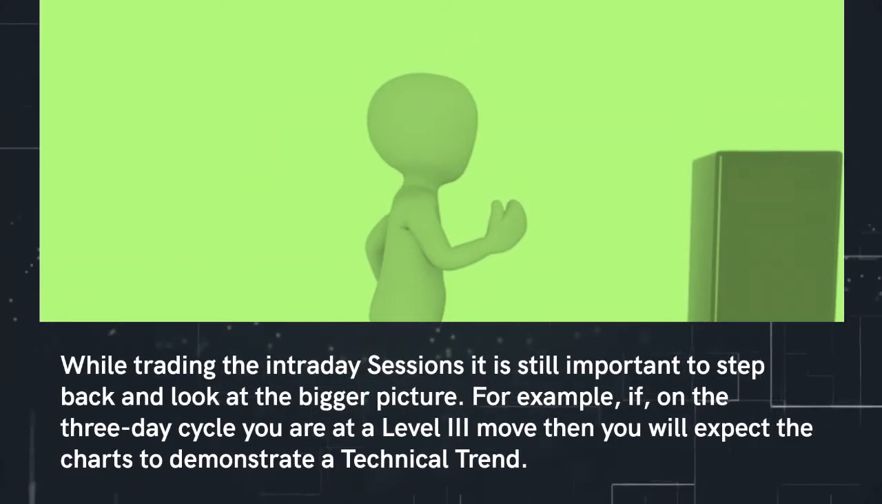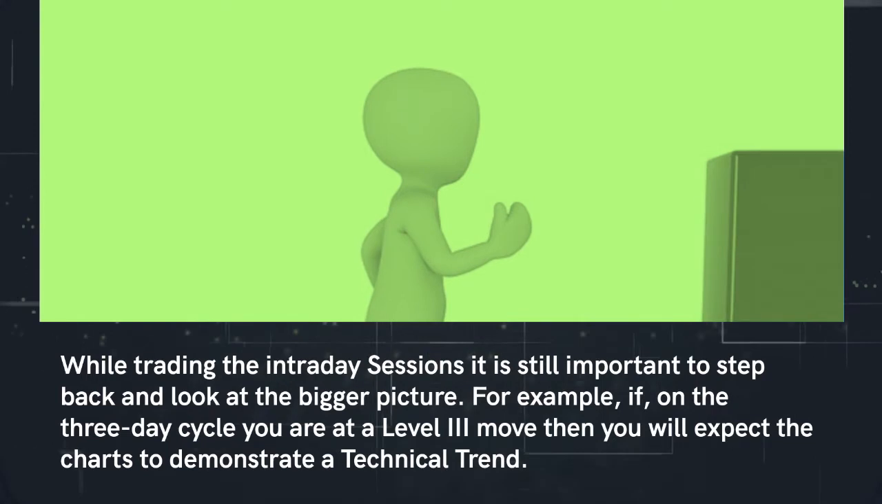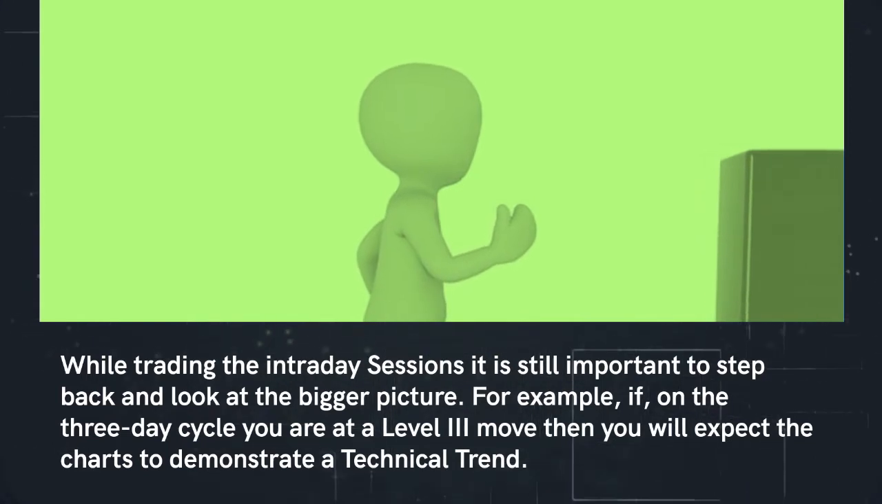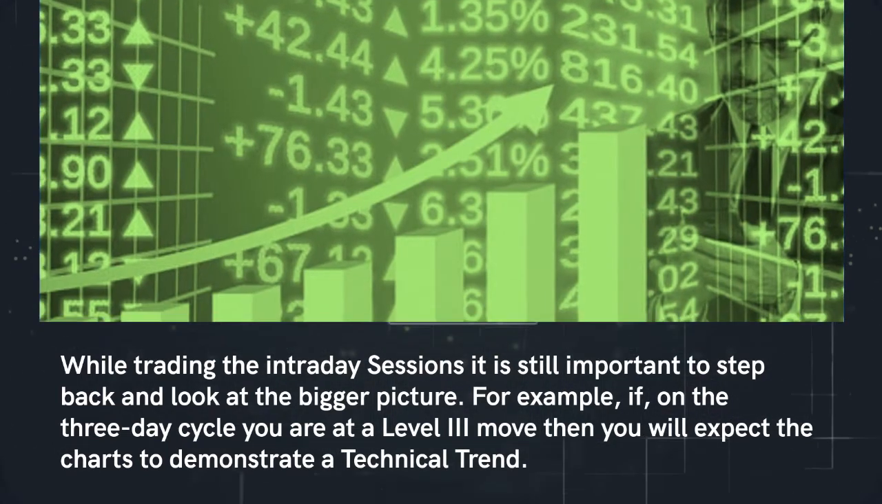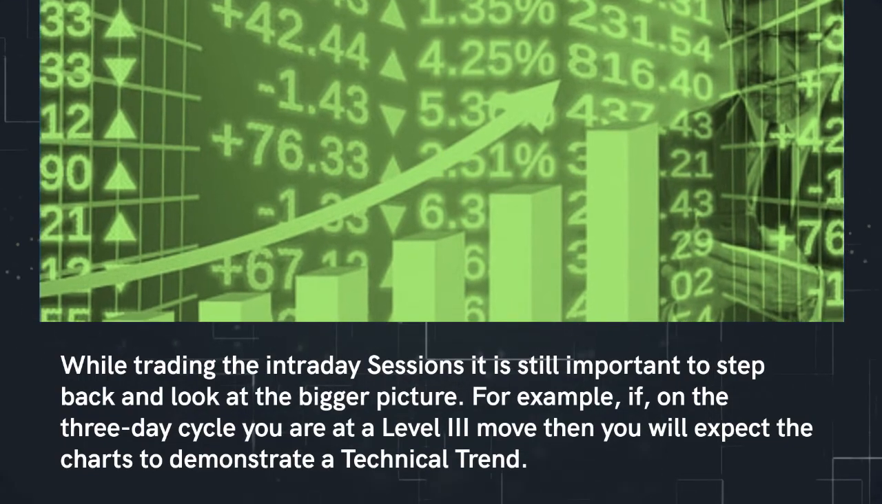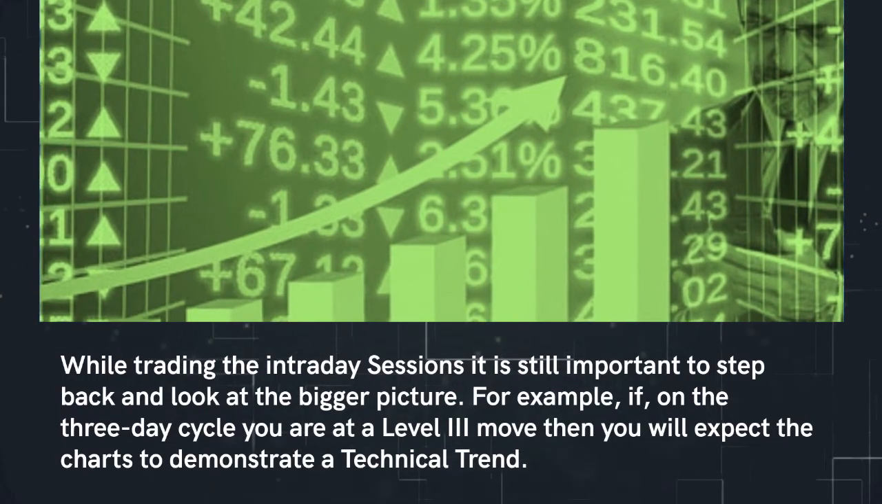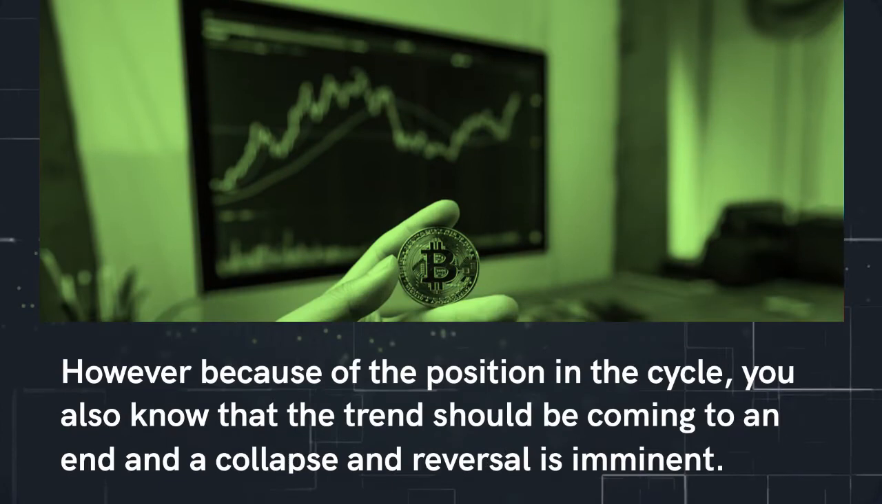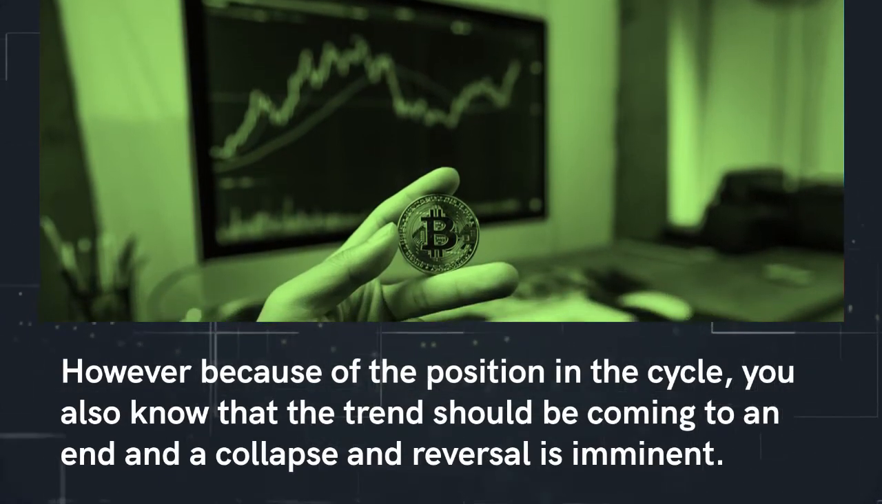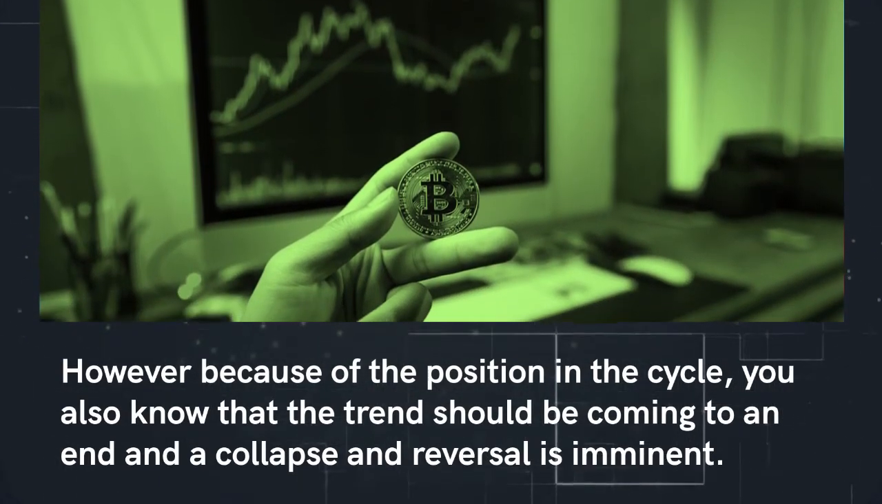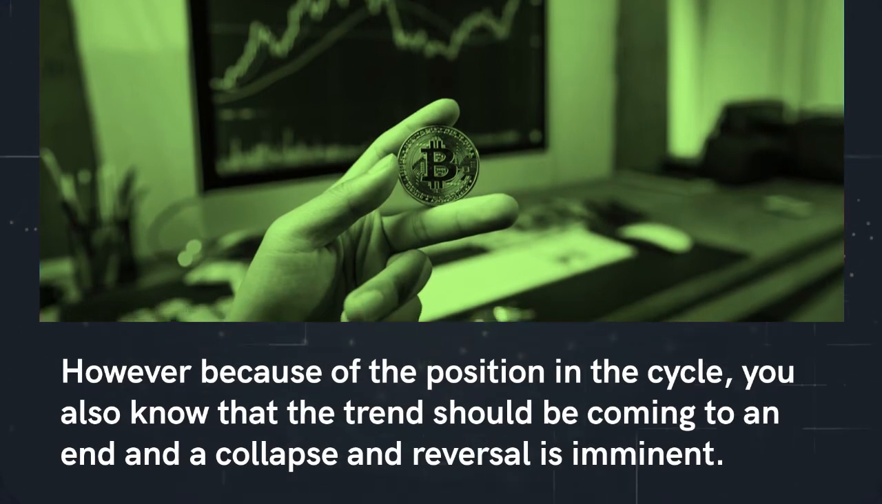While trading the intraday sessions, it is still important to step back and look at the bigger picture. For example, if on the 3-day cycle you are at a level 3 move, then you will expect the charts to demonstrate a technical trend. However, because of the position in the cycle, you also know that the trend should be coming to an end and a collapse and reversal is imminent.